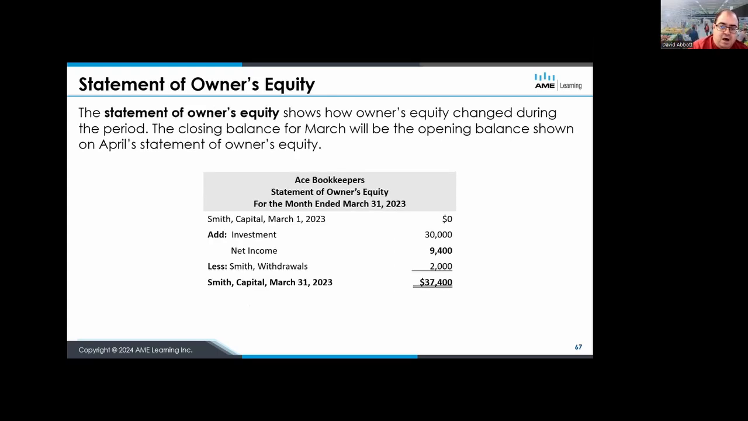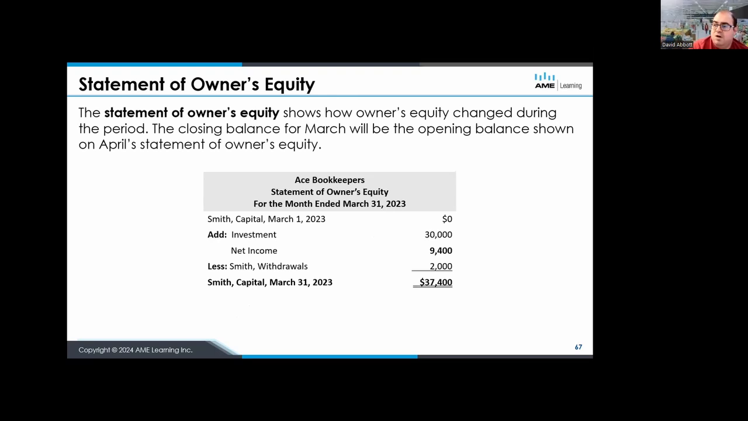Now that we have our income statement, we can go ahead and create our statement of owner's equity, which shows how the owner's equity changed during the time period. The closing balance for March would then become the opening balance in April on April's statement of owner's equity. So we see again the same heading. This time it's the statement of owner's equity.